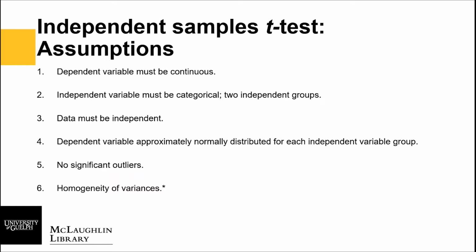The third assumption is that the data must be independent. The fourth assumption is the dependent variable must approximate a normal distribution for each independent variable group. The fifth assumption is there should be no significant outliers. And the sixth assumption is we should have homogeneity of variances. And there's a star next to that one because we check that one once we actually run the test.